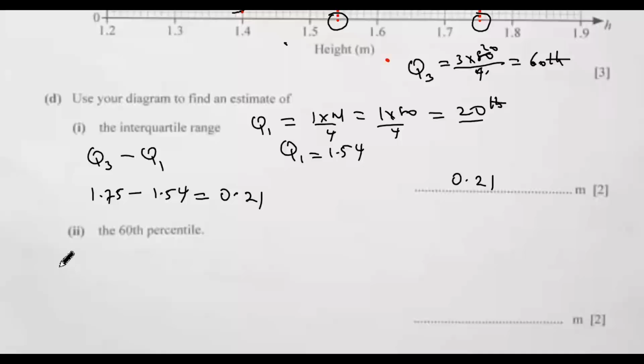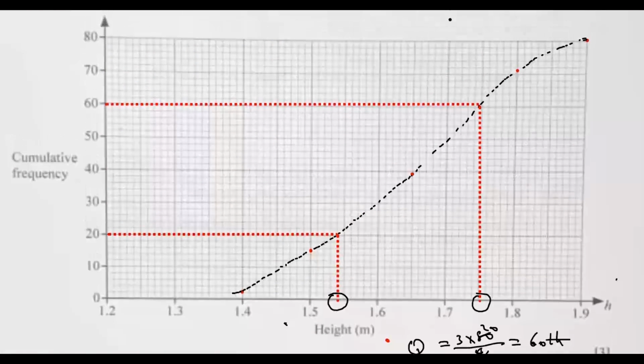Next we need to calculate the 60th percentile. So to get the position of the 60th percentile, it will be 60 times 80 out of 100. So if you do this, it will give us 48 position. So we need to go back to the grid and look for 48.